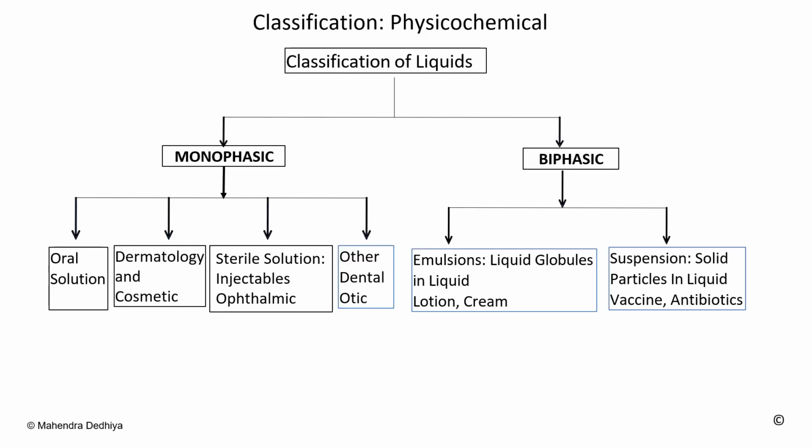From a physico-chemical perspective, we can classify liquids into 2 broad categories: monophasic and biphasic. Monophasic essentially means single phase, biphasic means 2 phases. Examples of monophasics are solutions such as oral solutions, dermatological and cosmetic solutions, sterile solutions, injectable and ophthalmic solutions, and there are many other kinds of solutions that are used in pharmaceutical as well as in cosmetic.